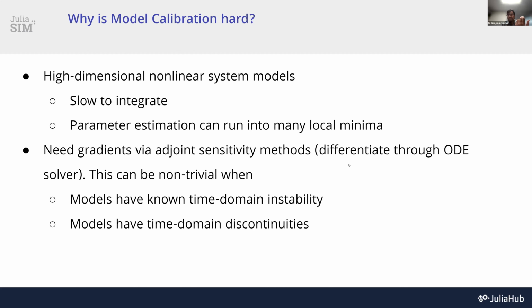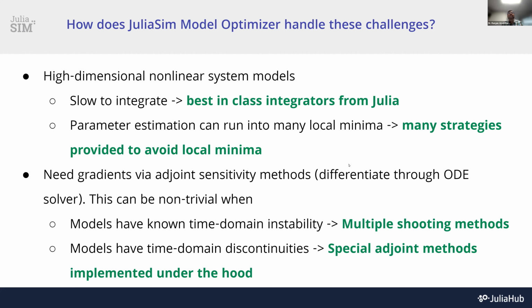All right. So how does this deal with that? We use, of course, the best-in-class integrator, so that every iteration of your parameter estimation is as fast as it can be. It could be GPU accelerated in many cases as well. And of course, we can't guarantee that you won't run into a local minima, but we give you a bunch of different strategies on how to avoid them. We'll get into all of these calibration strategies in a second.